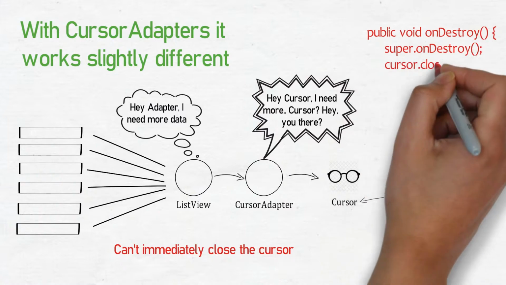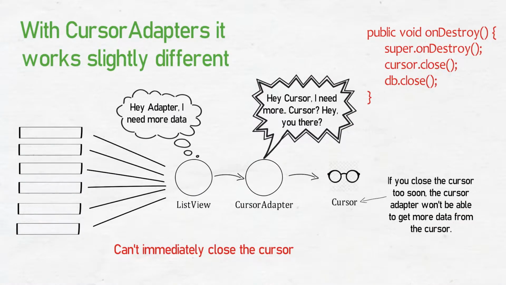Instead, you can use the activity's onDestroy method to close them. As the activity is being destroyed, there is no further need for the cursor or database connection, so they can be closed.